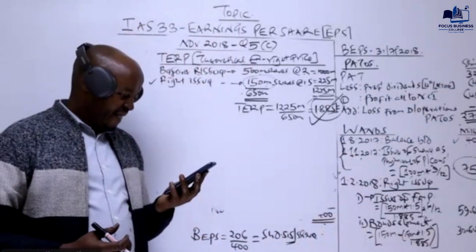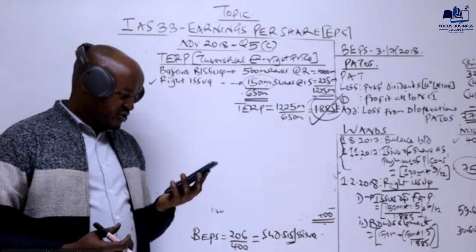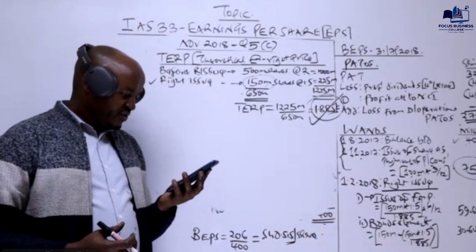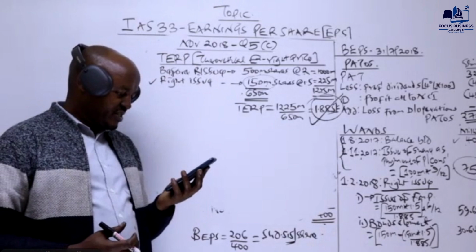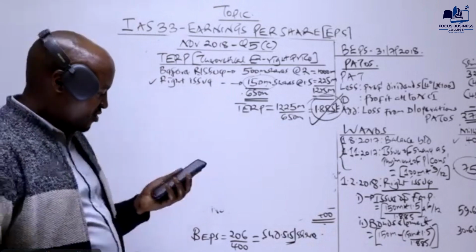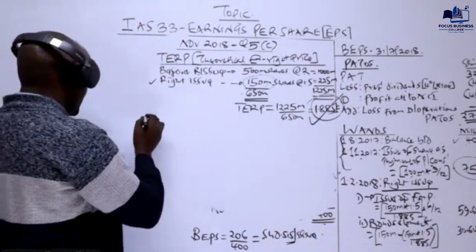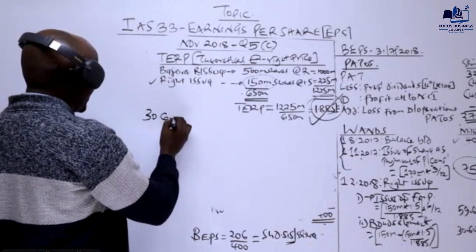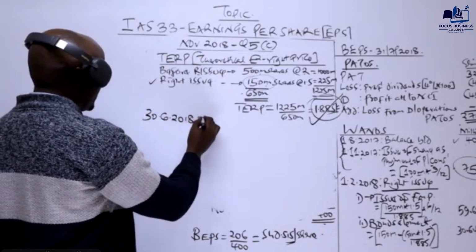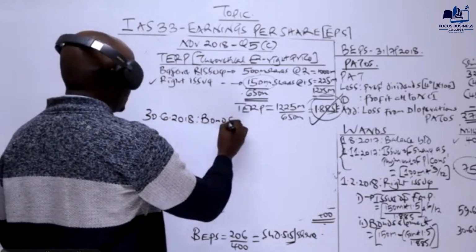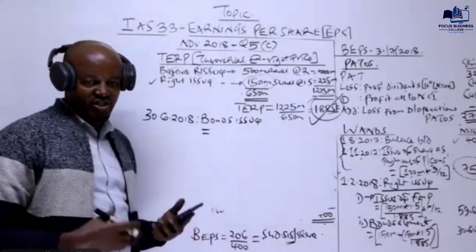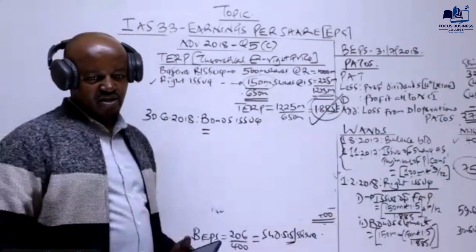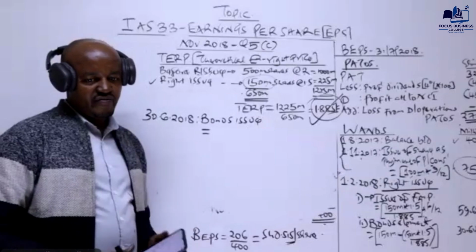Let's move and deal with the next transaction. And you are told on 30th of June 2018, the bonus issue was completed by capitalizing shillings 135 million of the retained earnings. So we are told on 30th of June, that is another transaction for the issue of shares. There was a bonus issue. The company issued shares free of charge.